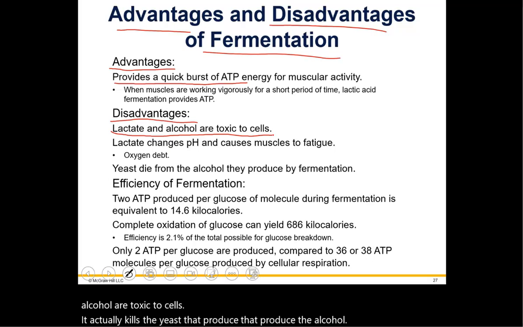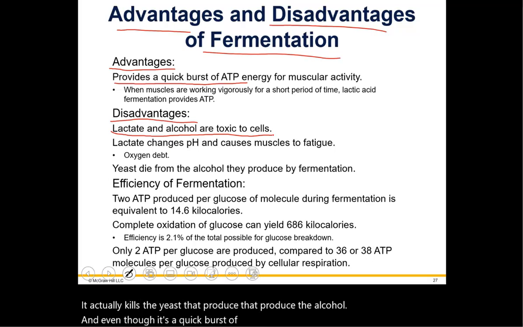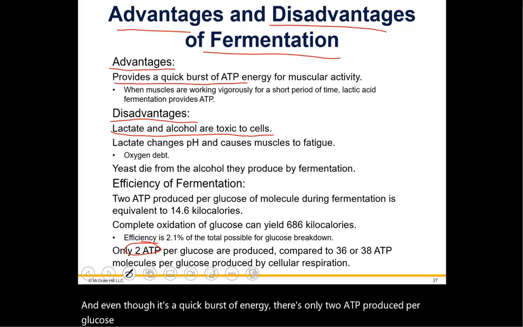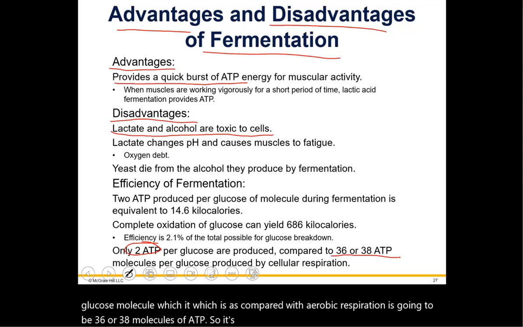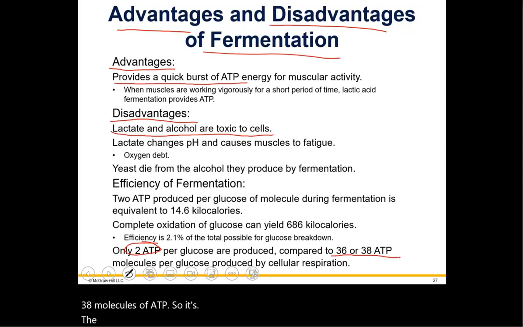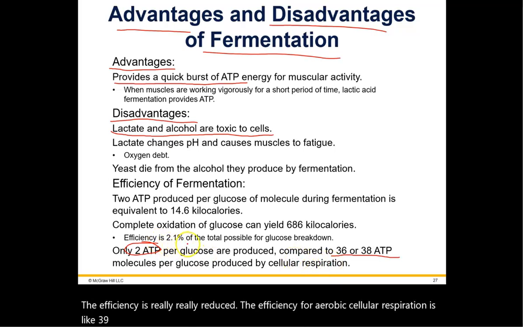And even though it's a quick burst of energy, there's only 2 ATP produced per glucose molecule, which is as compared with aerobic respiration is going to be 36 or 38 molecules of ATP. So the efficiency is really, really reduced. The efficiency for aerobic cellular respiration is like 39%, and it's only 2.1% in fermentation.